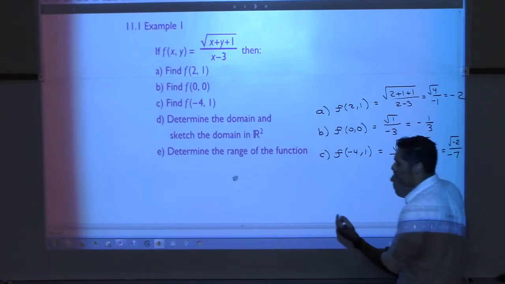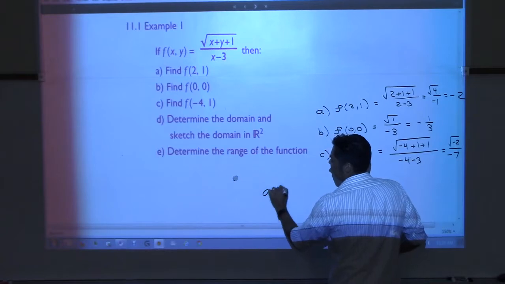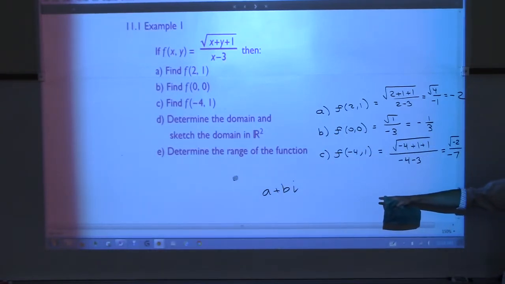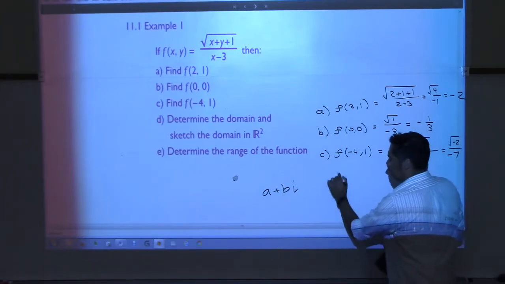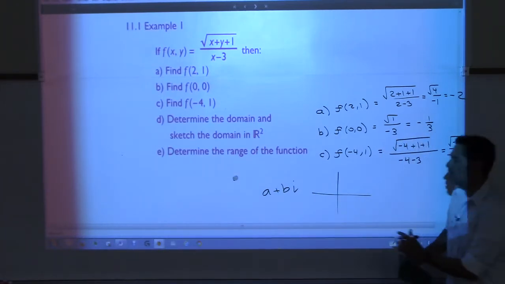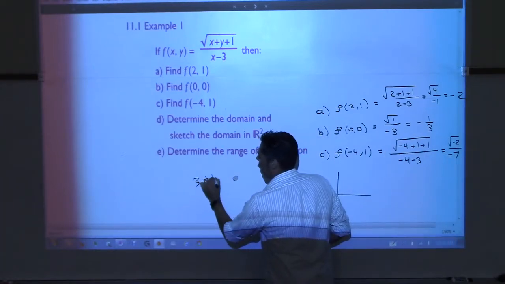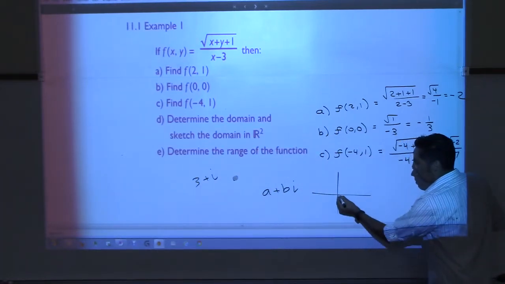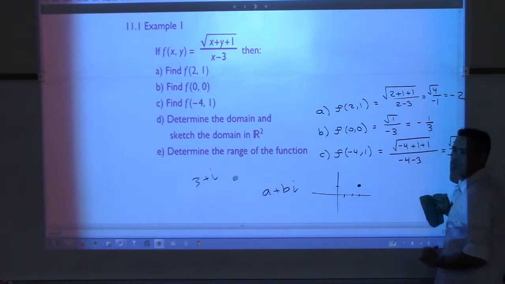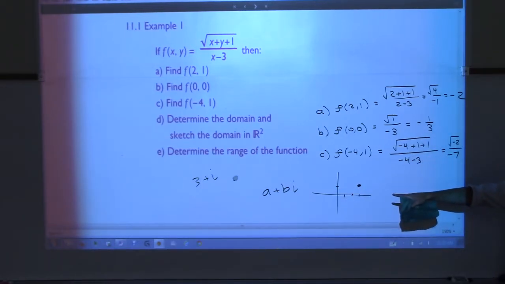Does anyone remember what a complex number looks like? I'm going to show you. a plus bi. That's what complex numbers look like. And if I were to try and say, what does the complex number 3 plus i look like? Then you would actually have to go out 3 and go up 1, and that dot represents that imaginary number. If you haven't seen this or you don't remember, that's fine.